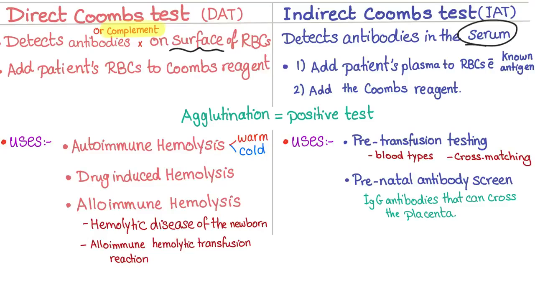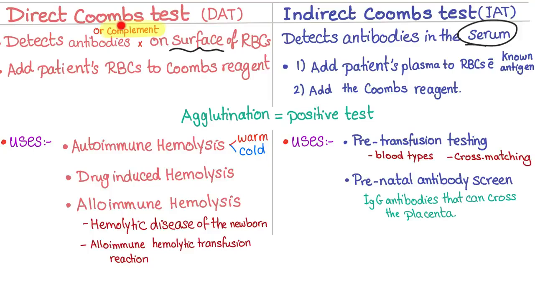Indirect Coombs test has two stages, so more steps. First, you add patient's plasma to red blood cells with known antigens. Then you add the Coombs reagent to the antigen-antibody complex. In both cases, agglutination means positive test, and this can be detected visually.